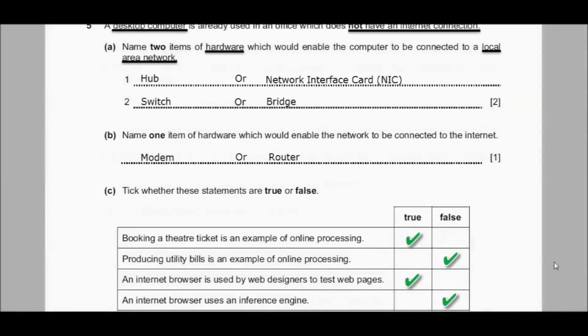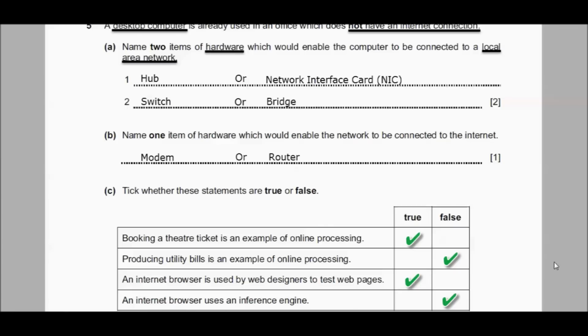So here are the answers. It's specific to a desktop computer, and it's specific that it's not connected to the internet. So question A, the hardware for a local area network would be a hub, a switch, a network interface card, or a bridge. So you've got 4 options there. If you said any of those 2, you'd get a mark. Then name one item of hardware which would enable the network to be connected to the internet. So you could have either said modem or router.